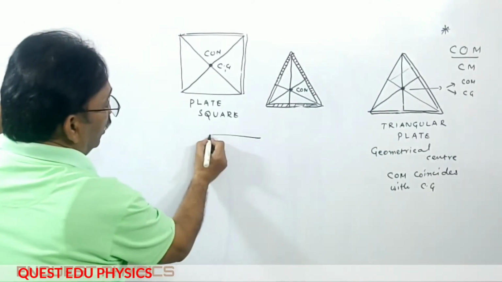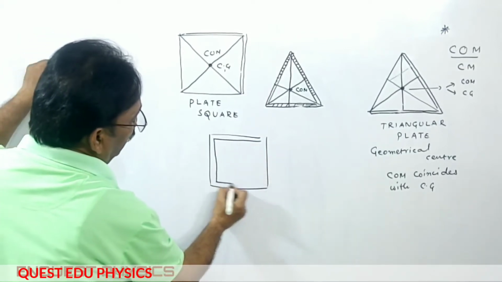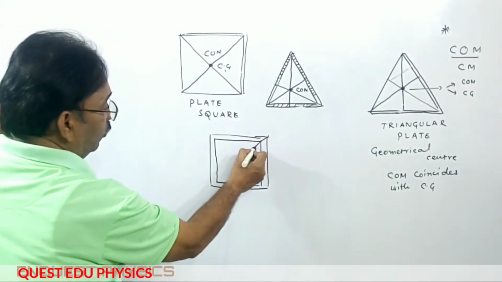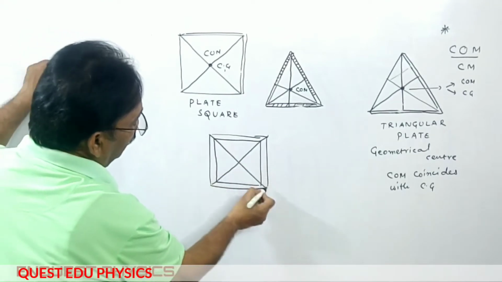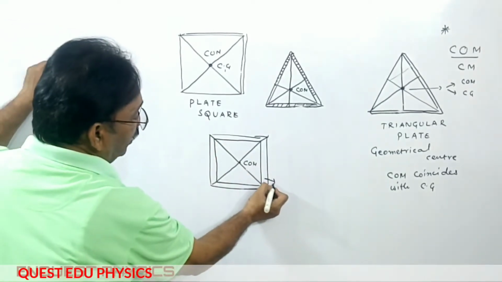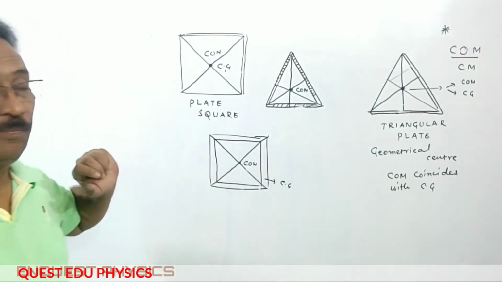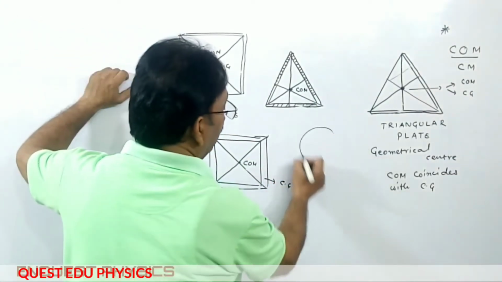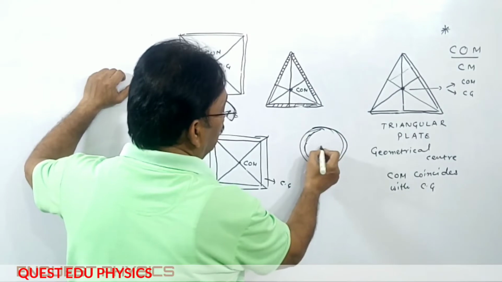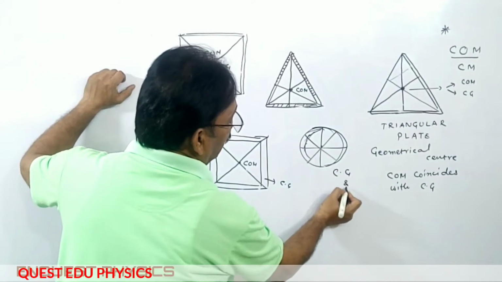In the same way, if you take the same plate, it looks like a plate, but actually it is a frame. Then see, if you draw the diagonals, they intersect at a particular point. It is the center of mass, but the center of gravity will be present anywhere in the mass only. In the same way, if you take a solid circular plate, its geometrical center is the center of gravity and the center of mass.